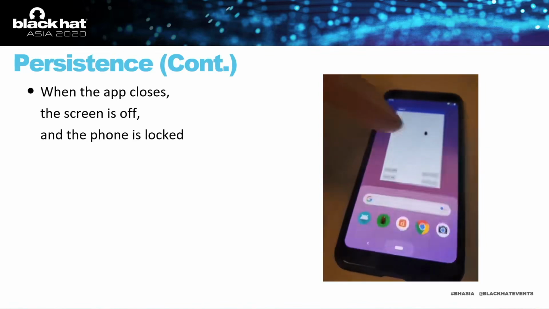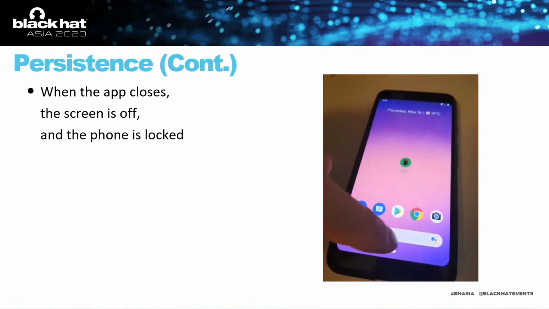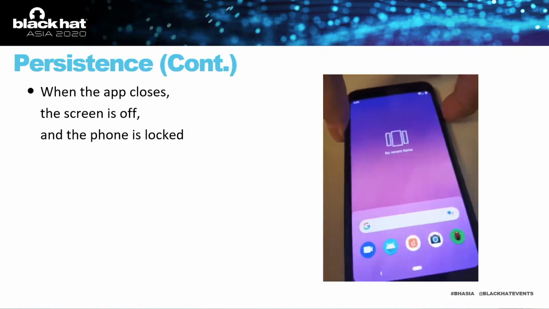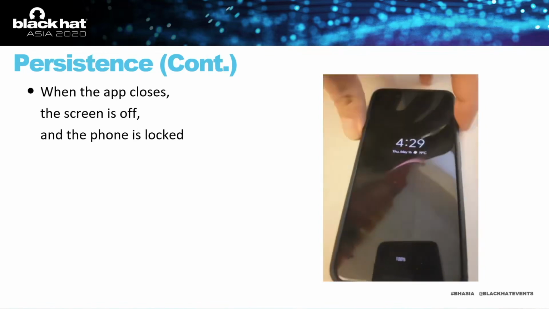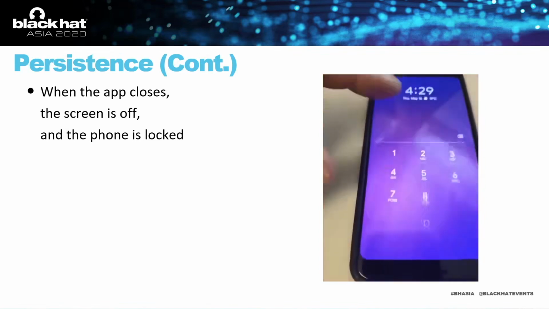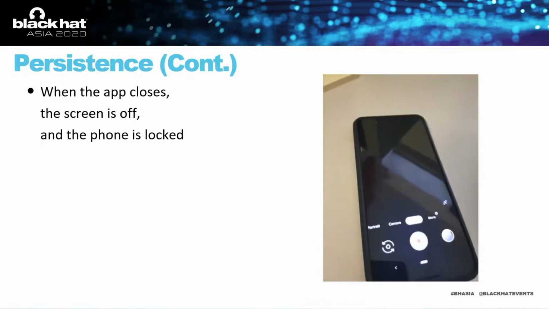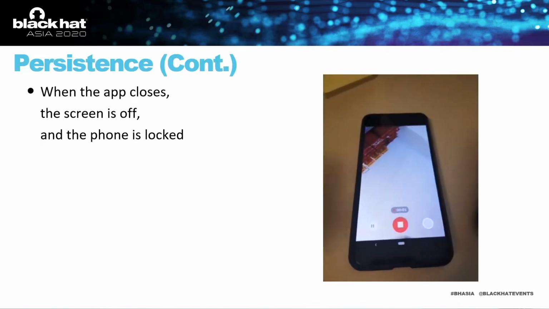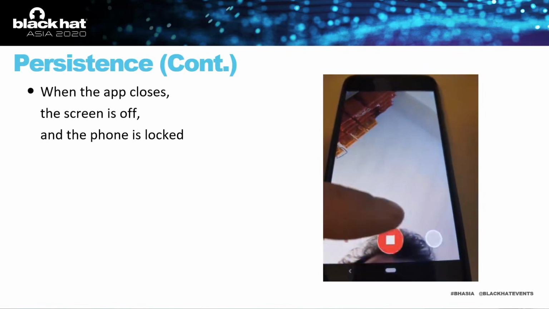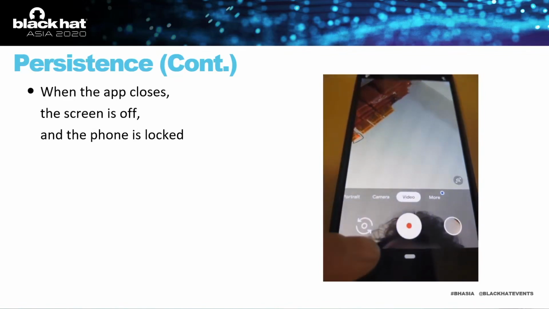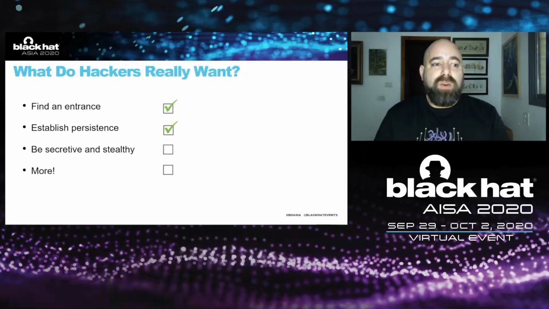we can take a video. Even when the app closes, the screen is off, and we can see that the phone is even locked. Still, there is a video action that is starting without any permission asked from the user, and it was started not by the user himself or herself. So we have an entrance, we have persistence. Now let's go to the fun part of being stealthy.